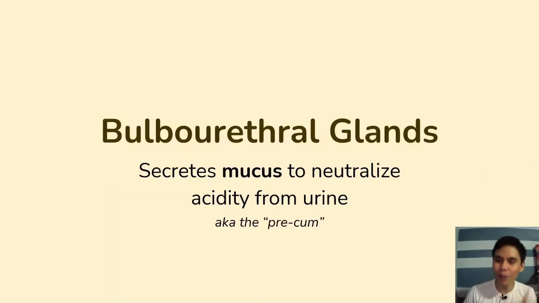Alright, now your bulbourethral glands perform a very similar function. They secrete mucus to neutralize acidity from the urine. So this also adds a mucus lining to your urethra, and this is what's normally called the pre-cum. Normally there's fluid coming out of the penis when it is aroused, when it is excited to do the process of sex. There is a fluid that drips out, but it's very clear. This is the mucus from your bulbourethral glands.